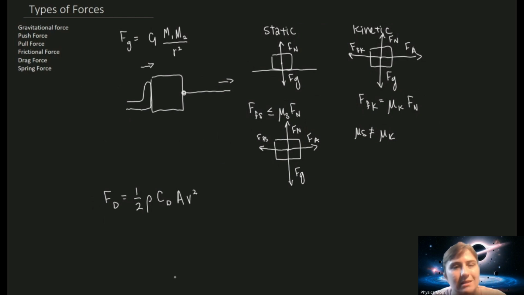And I'll just explain a little bit of these just so you at least have seen it once. Again, we're not going to go into too much detail on this. Rho is the density of the fluid of which I'm moving through. So in this case, oftentimes it's air.